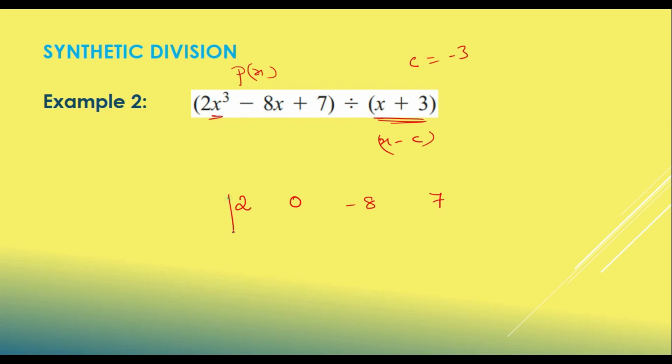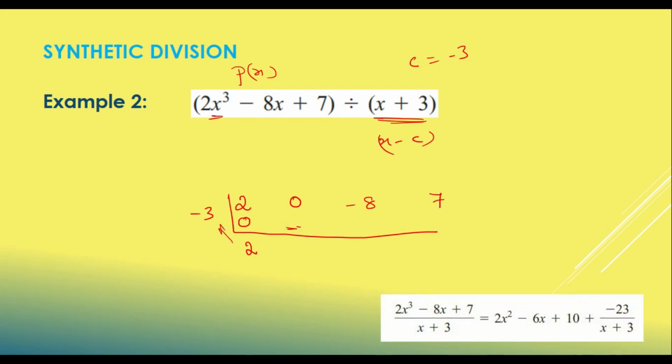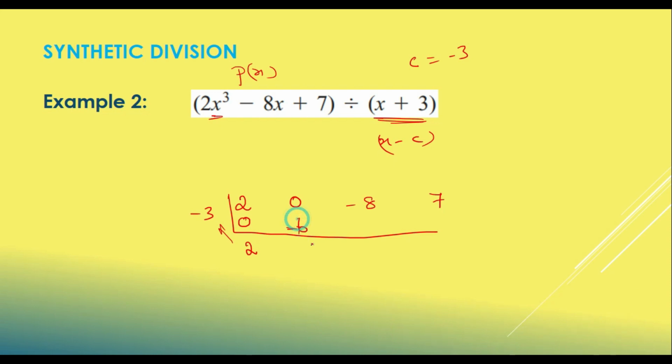And now let's use the c value here. C is negative 3. Start with writing 0 here. Downwards, add them. 2 plus 0 is 2. Multiply with the minus 3 and write here. So this is minus 6. And again vertically add them. Downwards, add them, this is minus 6. Multiply with the minus 3. It is positive 18.